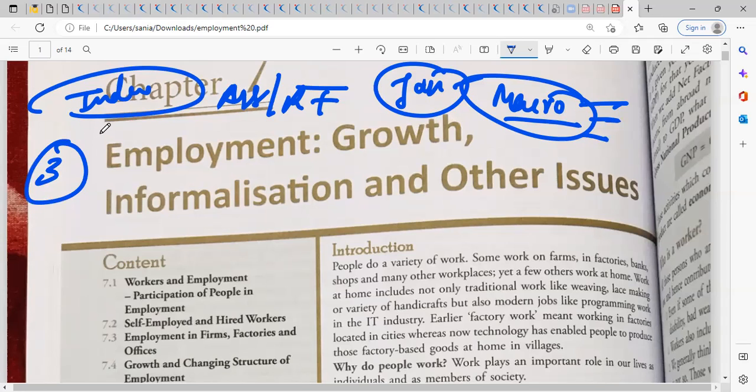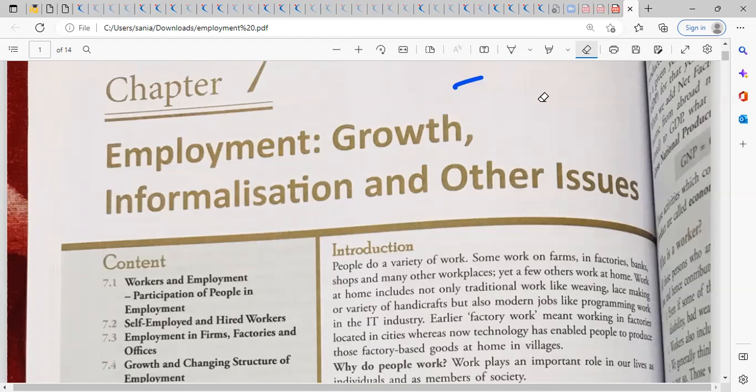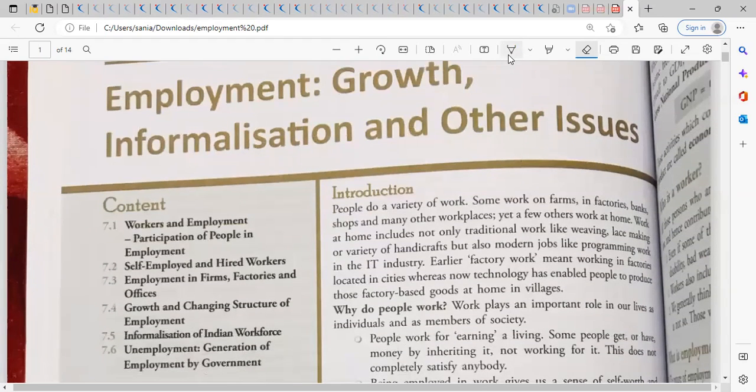I'll plan that self study session in some unique way, so that we cover everything over there. I'll be sharing notes, some extra notes and all that. So make sure that you don't miss the Indian economy classes. Clear? Yes, ma'am.